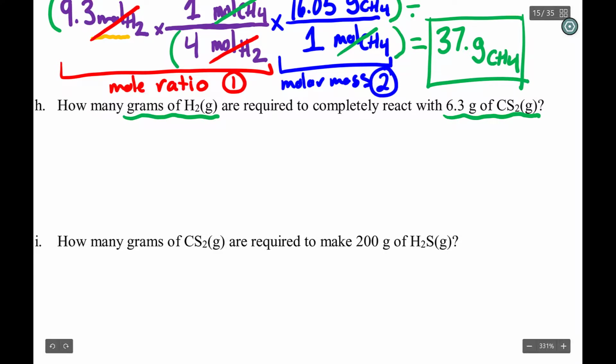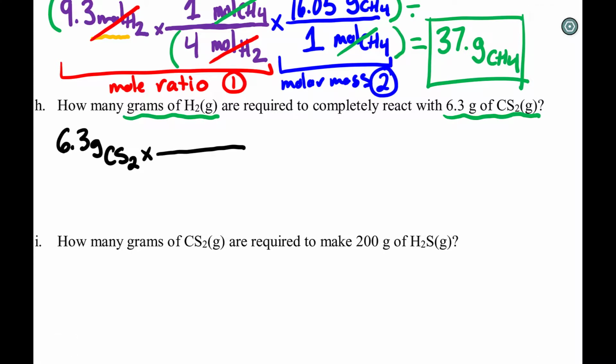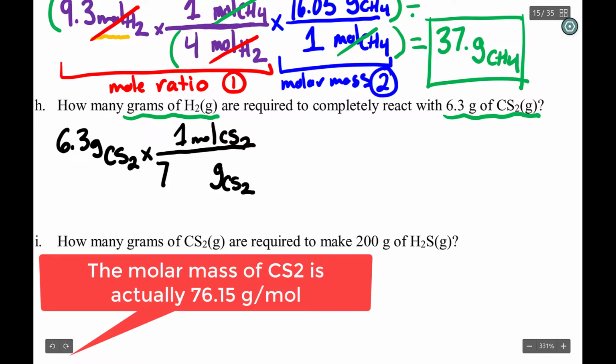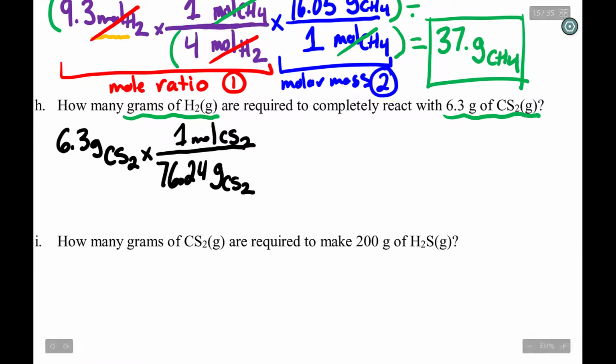So starting with 6.3 grams of CS2, I recognize that I need to convert this to moles. I would do this using a molar mass. So how many grams of CS2 are in 1 mole of CS2 would be its molar mass. The molar mass of CS2 is 76.24 grams. The grams on top cancel with the grams on the bottom, and in my first step, I've converted CS2 into moles.